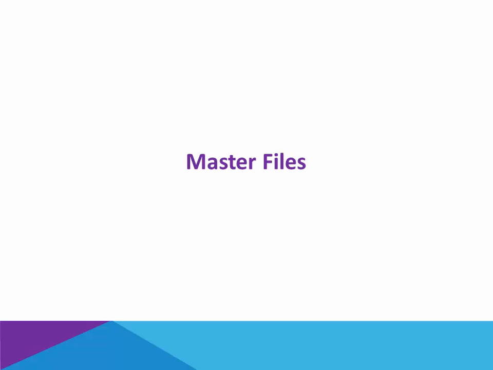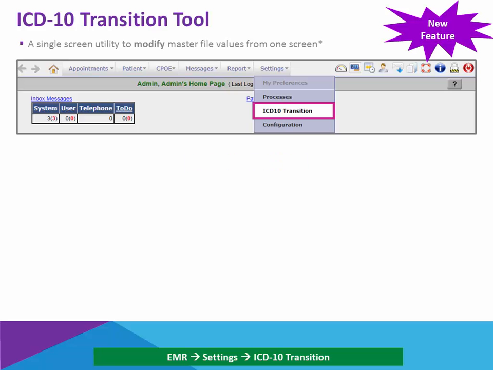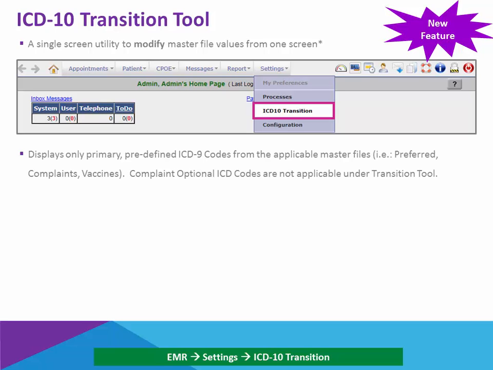Now looking at the system level in our master files, the master files is what auto-populates your assessment if you are using those particular functions in your practice. First of all, we have a new screen that we're introducing called ICD-10 Transition. Now this is going to display only the primary predefined ICD-9 codes in each of those applicable master files, such as your preferred codes, your complaints, your vaccines. Now as regards your complaint master, you can have both primary and optional ICDs. Optional ICDs are not part of the transition tool, but we will see that a little bit further down on our encounter level, where you will also be able to update those.